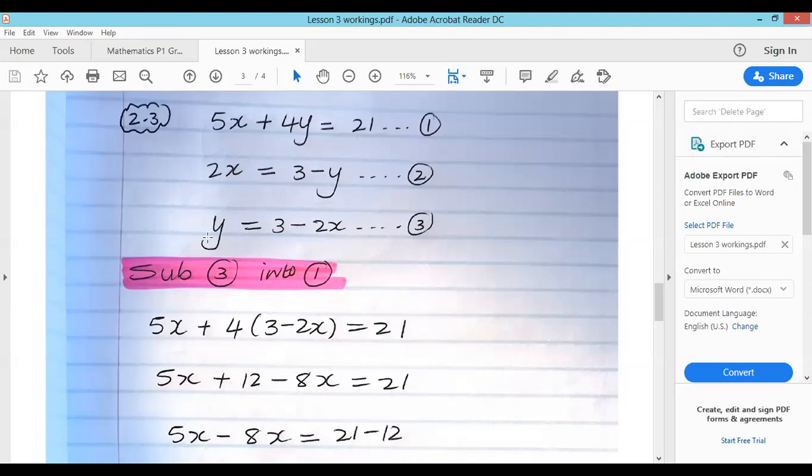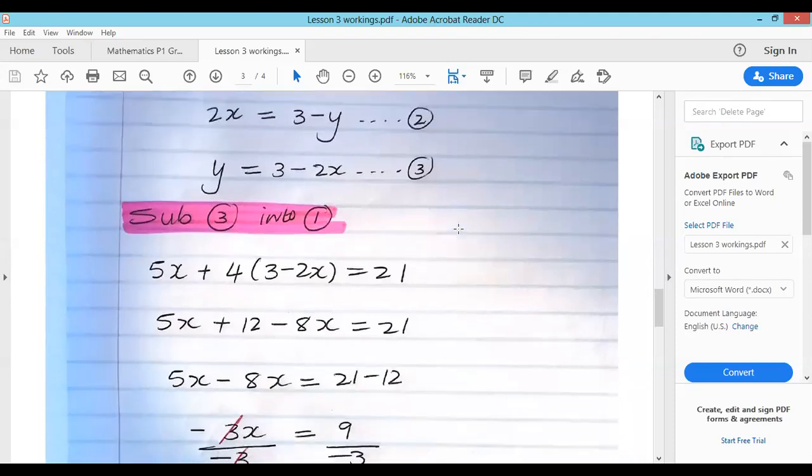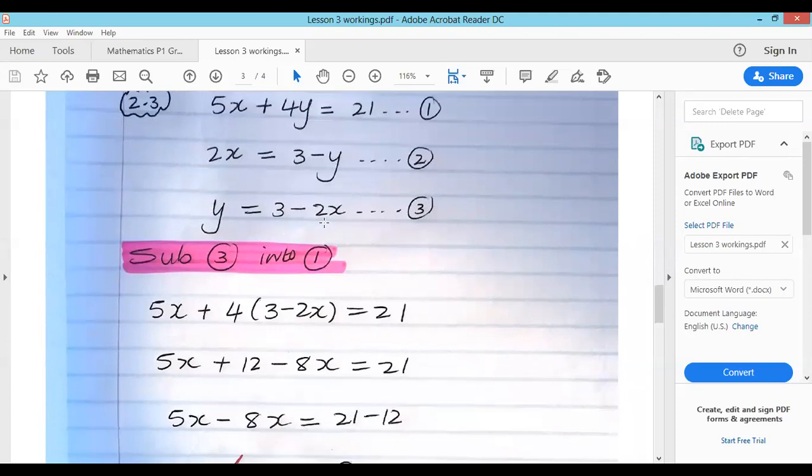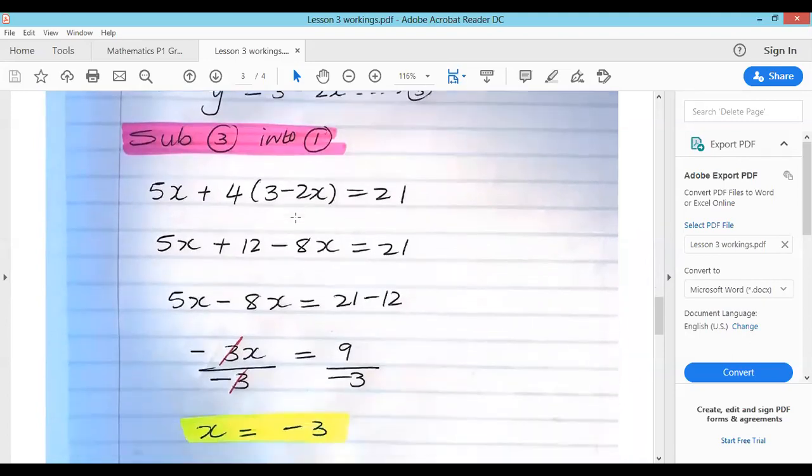Then I've made y the subject of the formula because I want to substitute it somewhere in the equation. Therefore, now I've developed equation number 3 for myself, so that I can make things easier. So now, no wonder I wrote here, sub equation 3 into equation 1. I'm substituting my equation 3 into equation 1. What does it mean? Where there is y, I must put 3 minus 2x. Where there is y, I must substitute with that. So this is what I did.